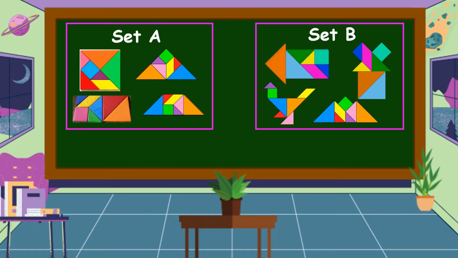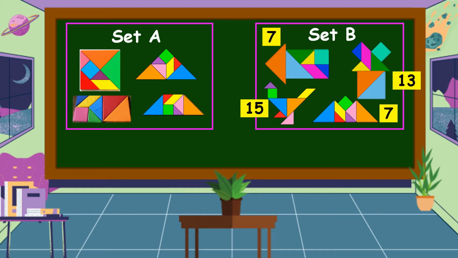Let's evaluate the figures in set B. We're going to count the number of sides. So this figure has 7 sides. This figure also has 7 sides. This figure has 13 sides. And the last figure has 15 sides.